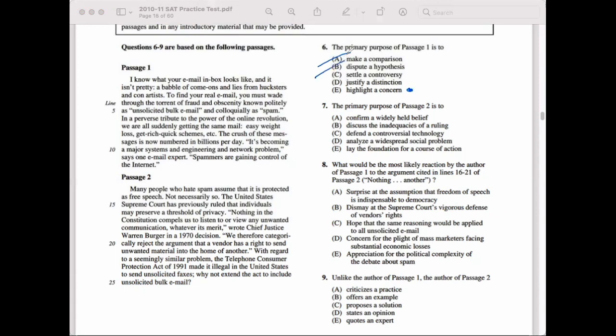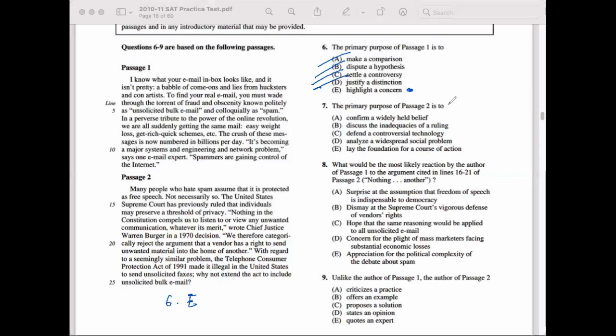So B is out. Settle a controversy. There is no controversy being settled. So C is out. And there is no distinction being made in the passage. So D also doesn't make sense. So for question 6, my answer is E. I'm writing the answers here because we'll go and check the answers at the end of the video.